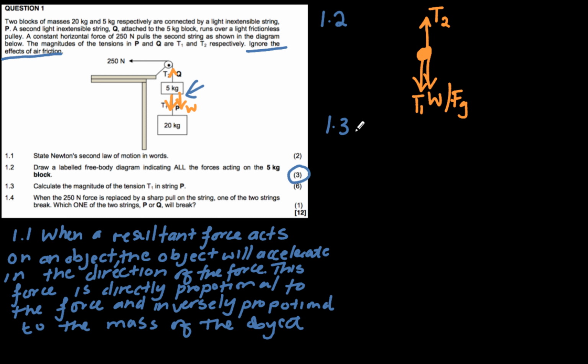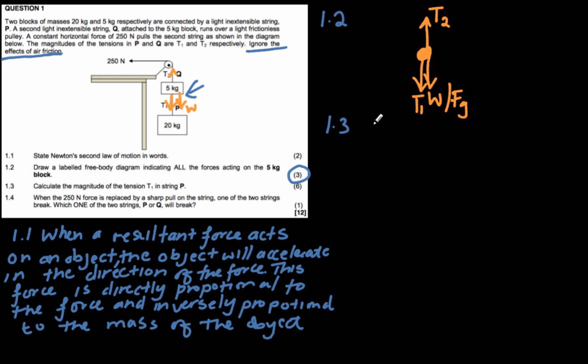On question 1.3, they are saying calculate the magnitude of tension T1 in the string P. Right, so as you can see in this question, we're going to have to solve this problem using a simultaneous equation because we don't have the acceleration, and neither did they mention that the object is at rest or moving at a constant velocity.